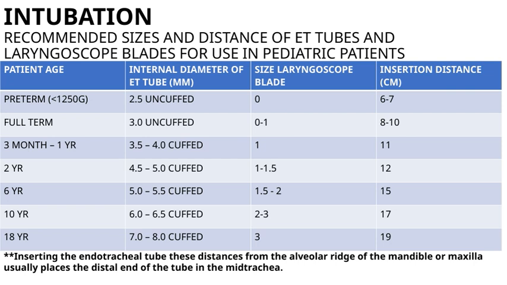Moving to children aged 3 months to 1 year, a cuffed tube between 3.5 and 4 millimeters is recommended, with a blade size of 1, and an insertion distance of approximately 11 centimeters.